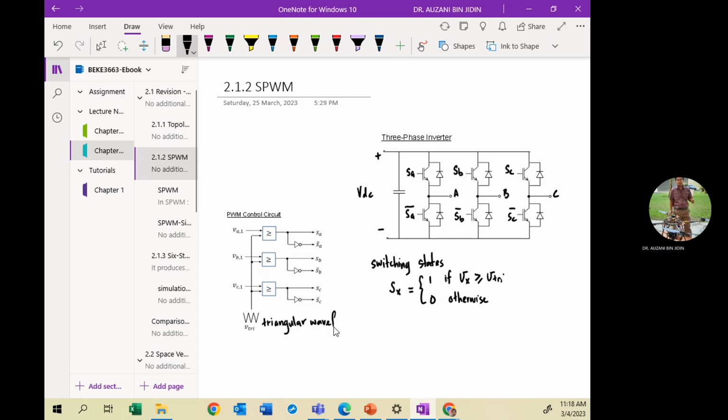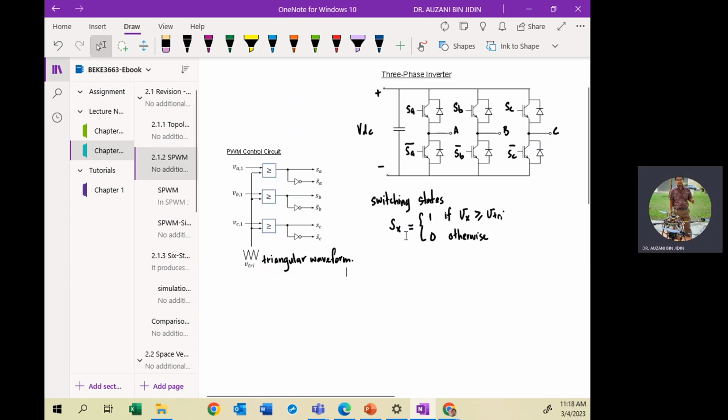Triangular waveform. Or maybe we can detail the switching state for the case of SA. SA can be either 1 or 0 if VA, the modulating signal of phase A, is larger than the triangular. Otherwise, it will be 0.